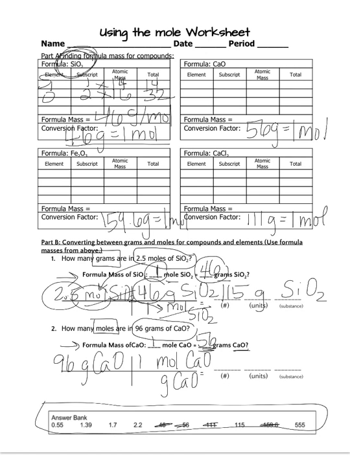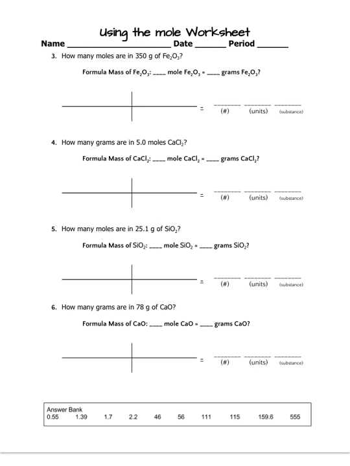And then just like before, the 1 follows the mole. So now it's at the top and the 56 is at the bottom. And to get this answer, we'll do 96 times 1, which is just 96, divided by 56. And in my calculator, I got 1.7 moles CaO.